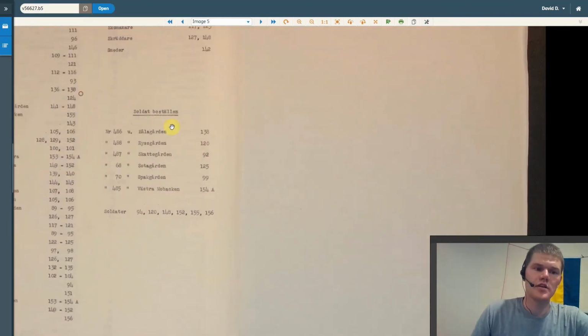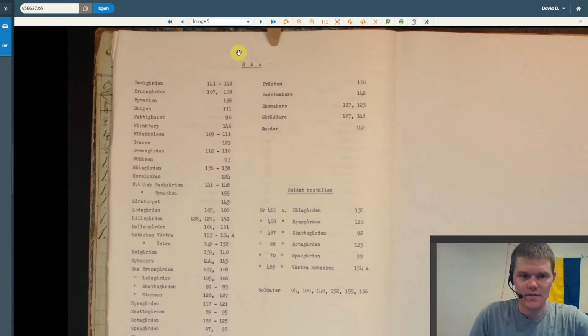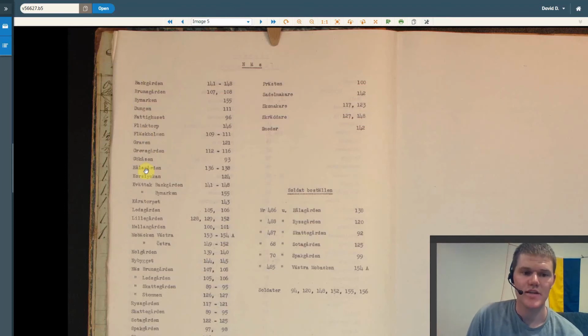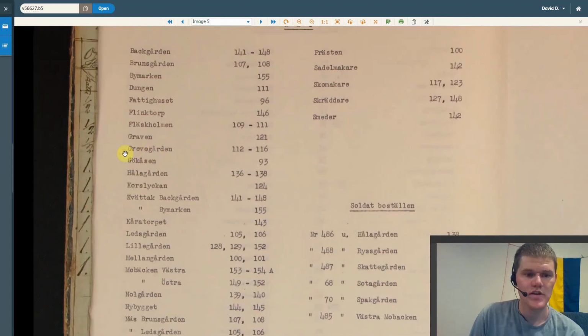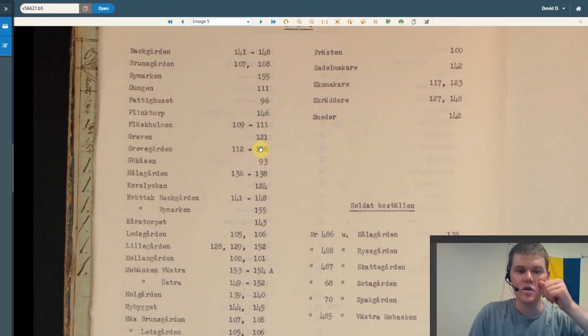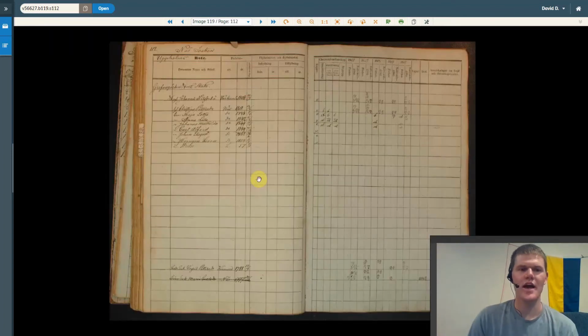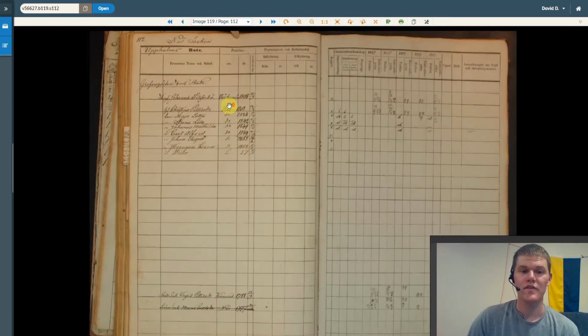And so here is the index for Nass, right here. And so we go down, and it's alphabetized. We look for that same village. And here it is right here. It starts on page 112, and it ends on page 116. And so that's what we're going to do. We're going to go to page 112, and we're going to look for her. Here we are at 112, and we are going to look through here to find her.